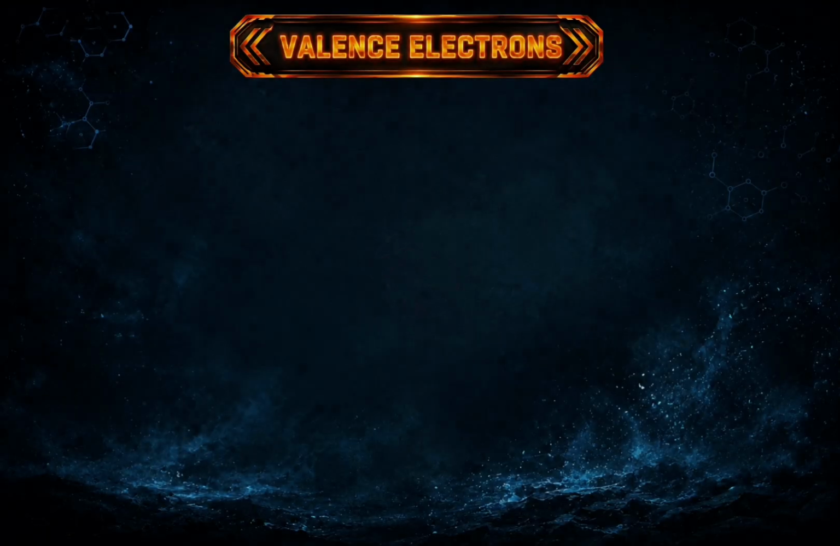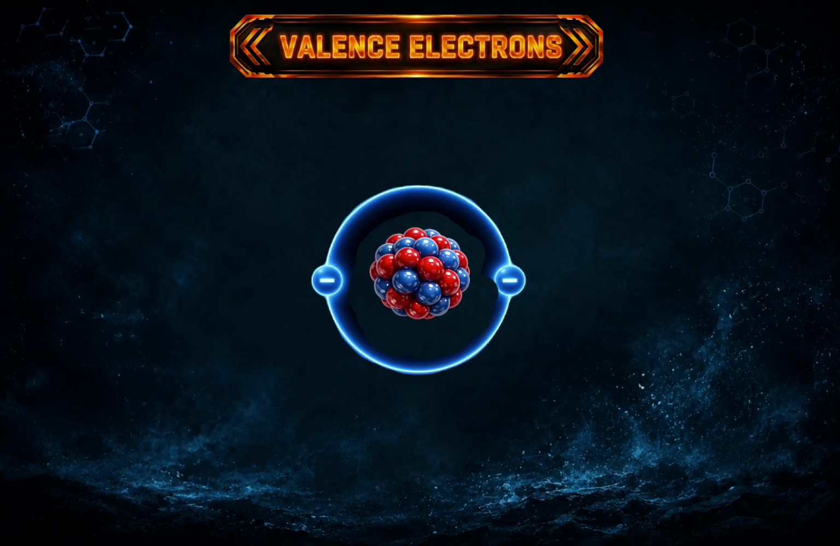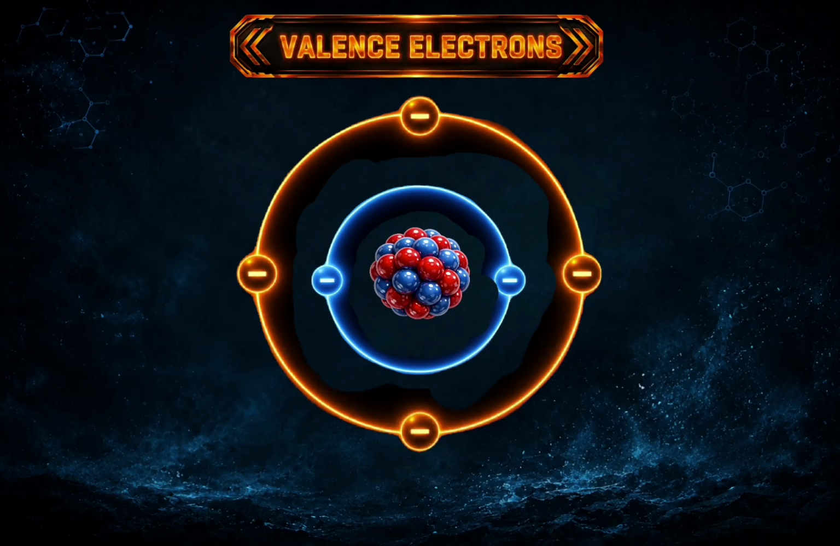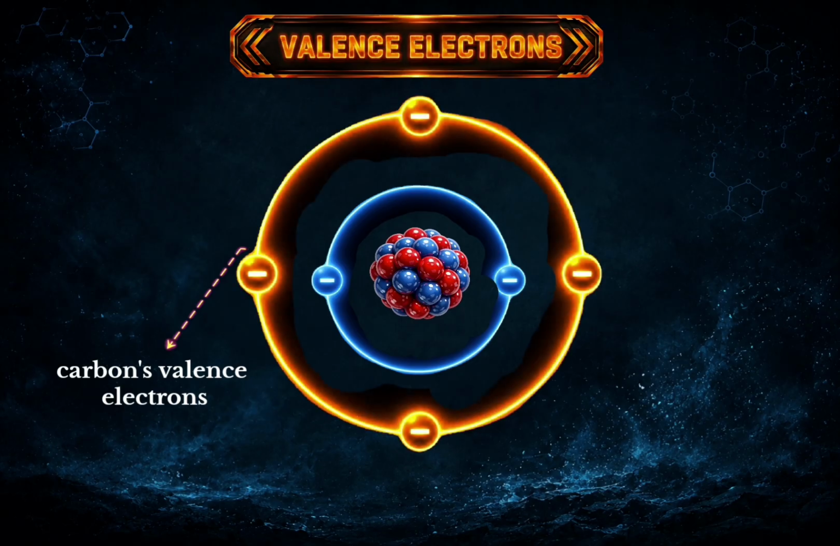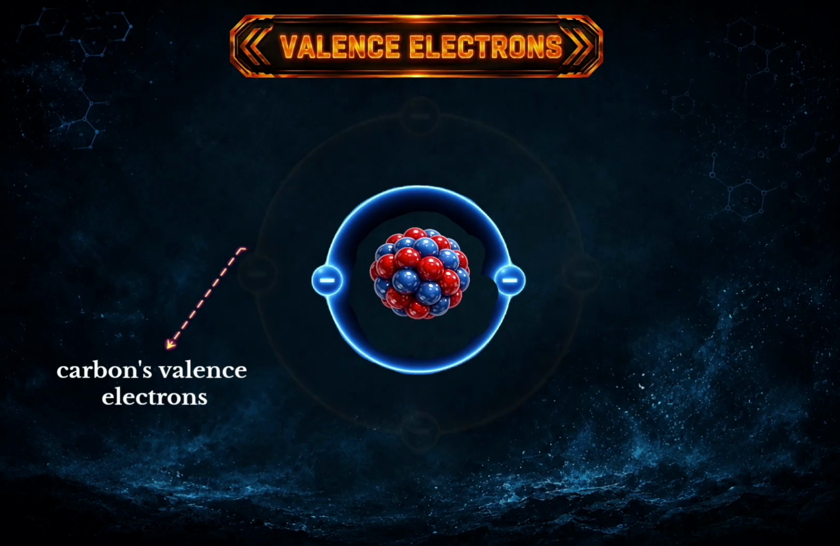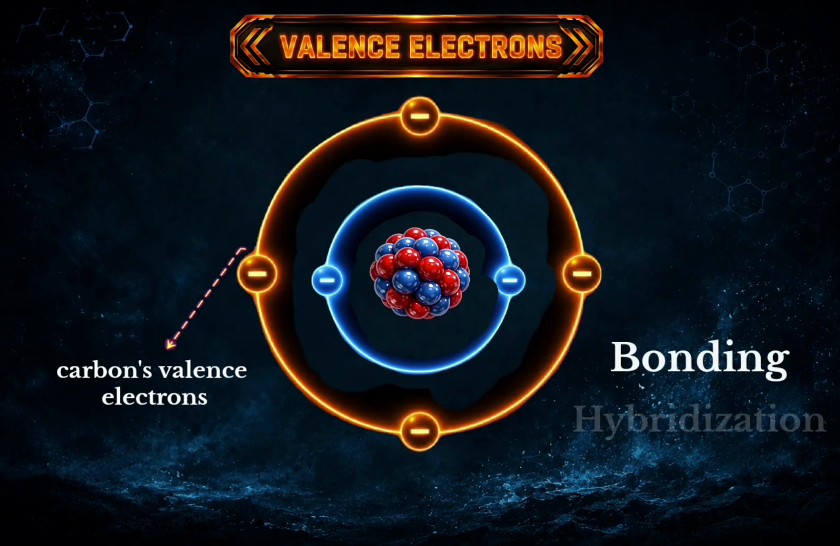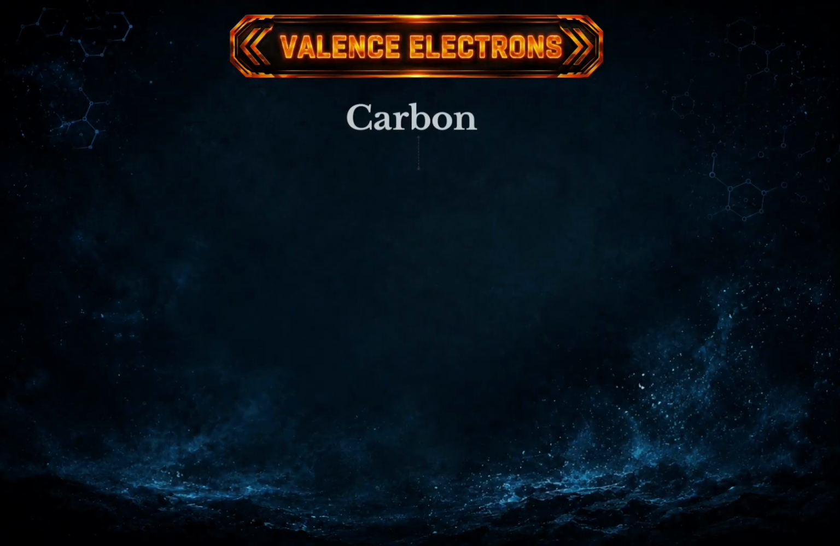Let's look at carbon again. Its first energy level contains 2 electrons. These electrons stay close to the nucleus and normally do not participate in bonding. The second energy level contains 4 electrons. These 4 are carbon's valence electrons, and they're the electrons responsible for forming chemical bonds. Whenever we study bonding or hybridization, our attention is always on the valence electrons. Now let's connect everything we've learned. Let's revisit carbon's electron configuration.